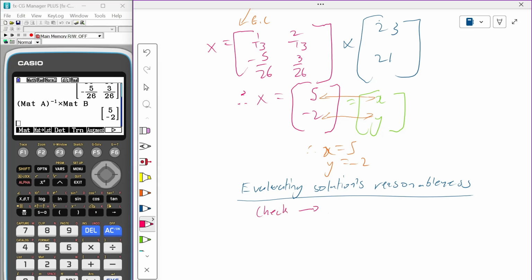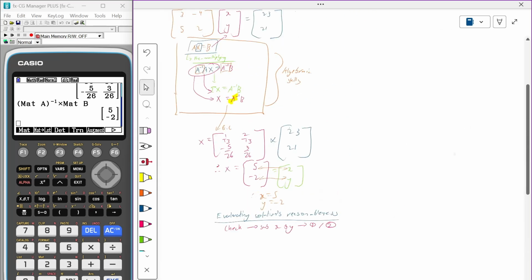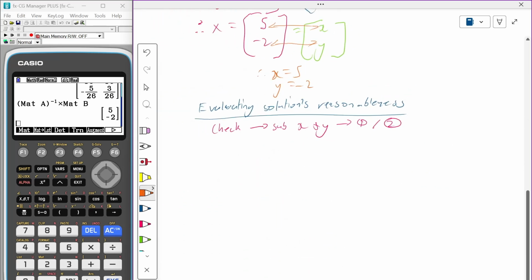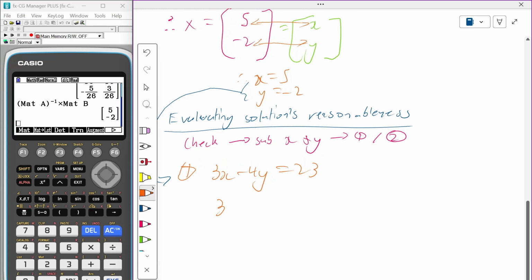What we mean by a check is subbing in the x and y values into either one of the equations, so equation 1 or equation 2. We know that equation 1 is 3x minus 4y equals 23, so let's go back to that. I'm going to get these values here and sub them in. So 3 multiplied by 5 minus 4 multiplied by -2 is 23. 15 plus 8 is 23. 23 equals 23. So this proves that our solution is reasonable.